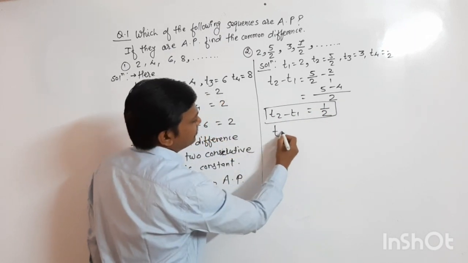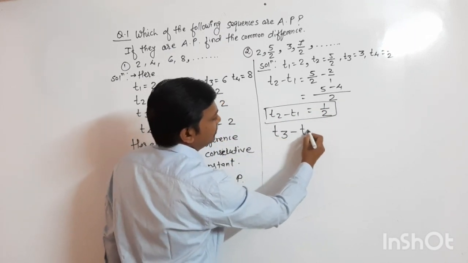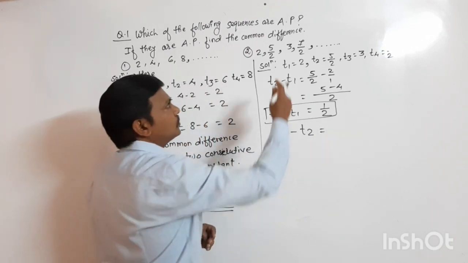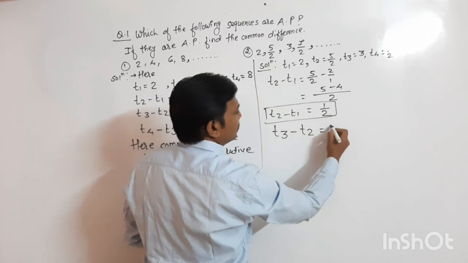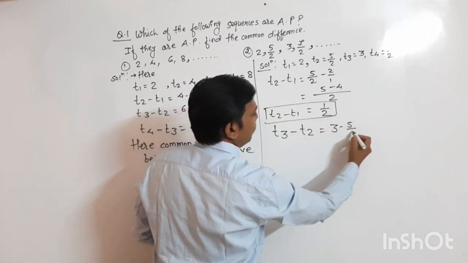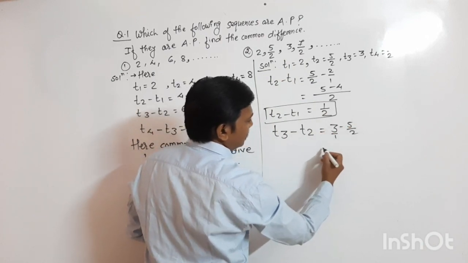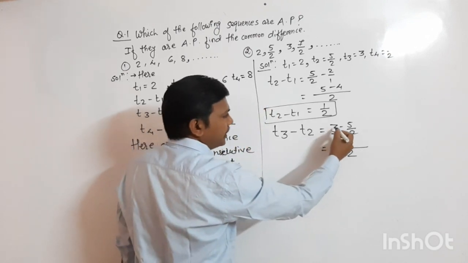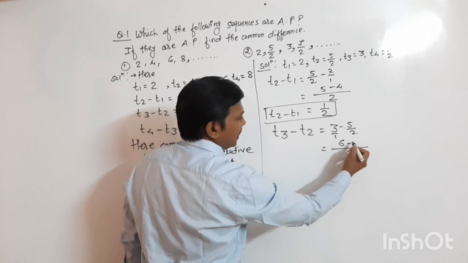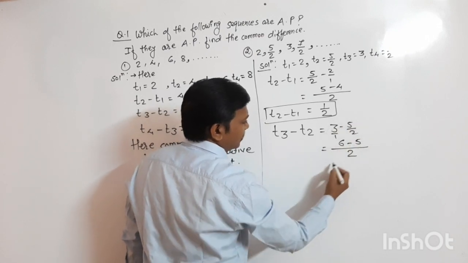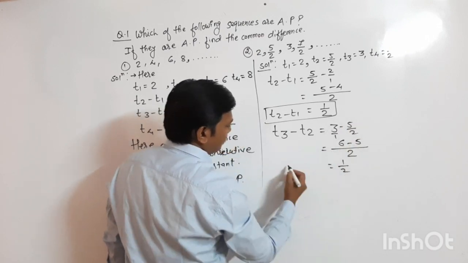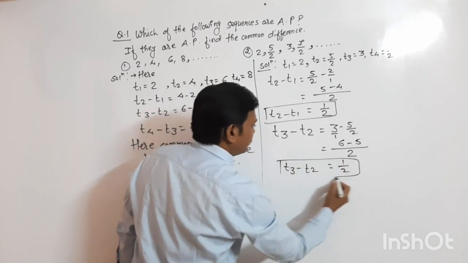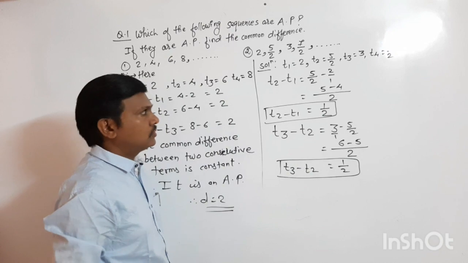The next, third term minus second term, means T3 minus T2. So third term is 3. So 3 minus 5 upon 2. Here we take 1. Again take denominator equal and do cross multiplication. 3 twos are 6, and 1 into 5, that is 5. So here 1 upon 2. So T3 minus T2 is again 1 upon 2.